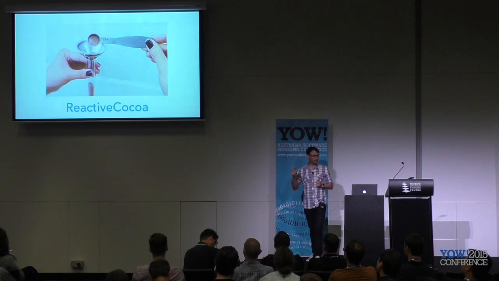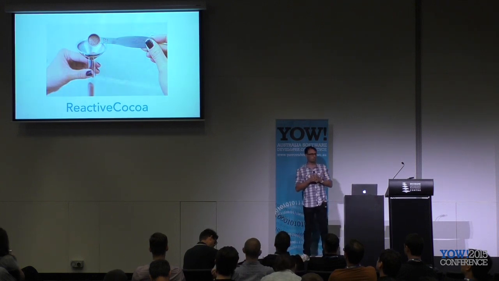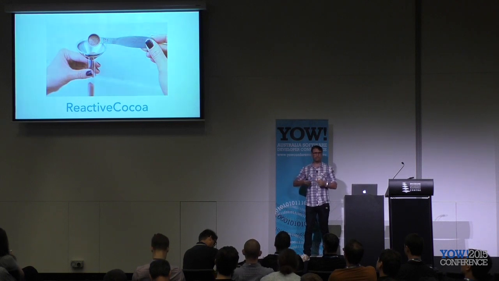So in iOS, we've got ReactiveCocoa. ReactiveCocoa has been around for a little while. It's one of the more popular ones. It was originally Objective-C. Then when Swift came out, they rewrote it in Swift.